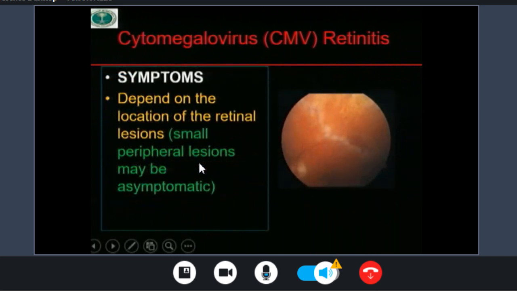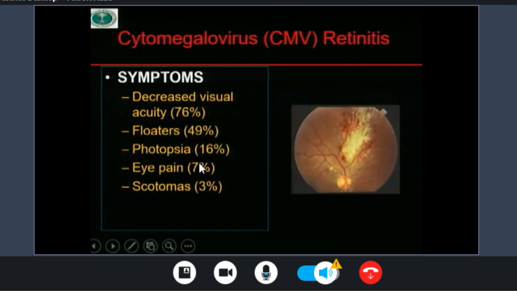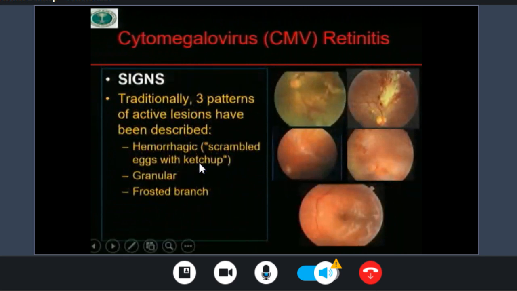Symptoms usually depend on the location of the retinitis itself. It might be a small peripheral lesion that may pass without any symptoms. Most commonly the symptom is decreased visual acuity in 75% of patients. Floaters in around 50%, photopsia in 16%, eye pain, which is not that obvious, 7%, and scotomas in 3% of the patients. As for signs, traditionally there are three patterns, as you know: hemorrhagic, granular, and frosted branch angiitis, as we see.